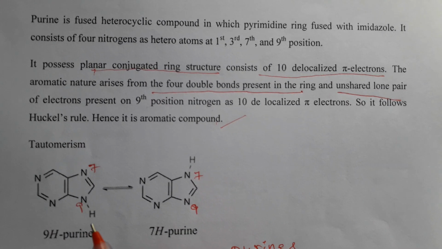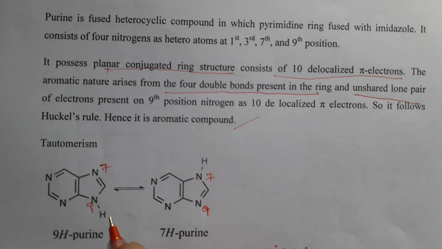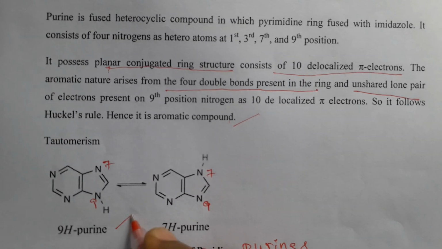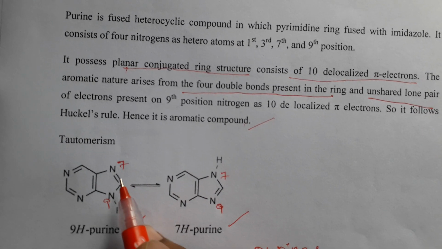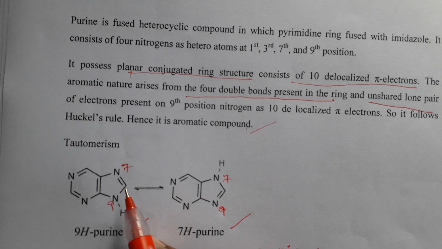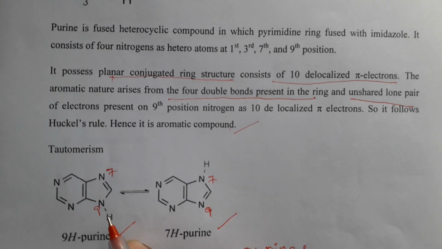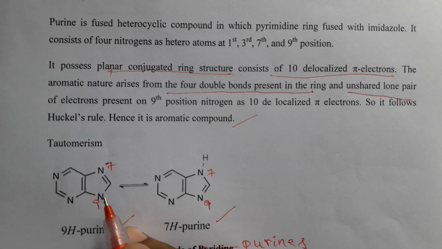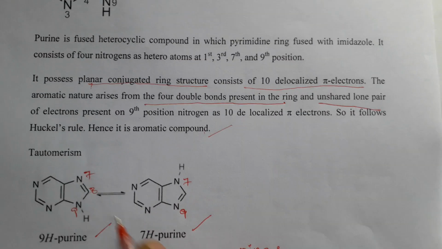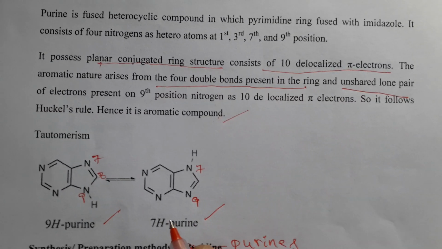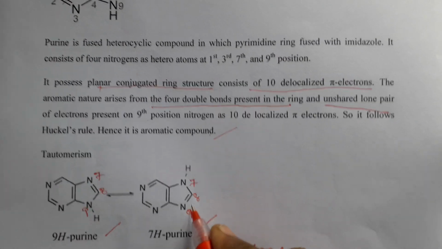And the tautomerism of purine: the most widely observed tautomers of purine are 9H purine and 7H purine. So here the difference is the position of this double bond and hydrogen. In the case of 9H purine, the hydrogen is present on the ninth position nitrogen and the double bond is between the 7th and 8th positions. But when coming to 7H purine, the hydrogen is present on the 7th position nitrogen and the double bond is shifted to the 8th and 9th positions.